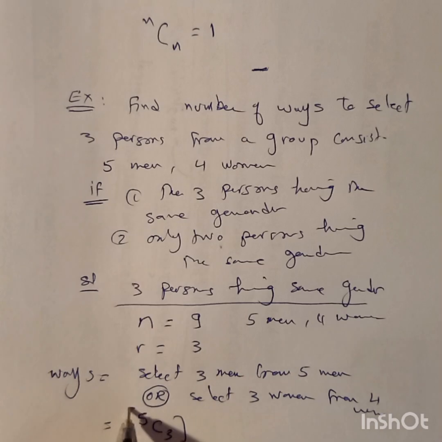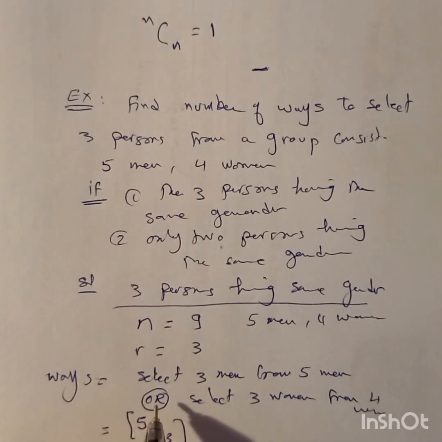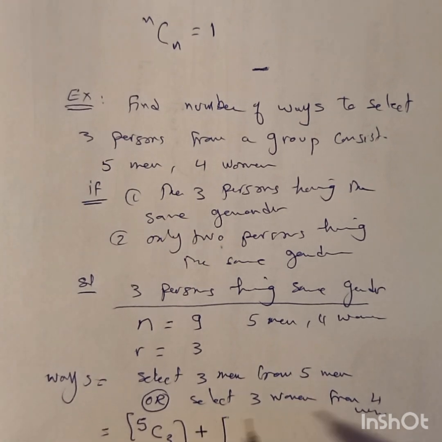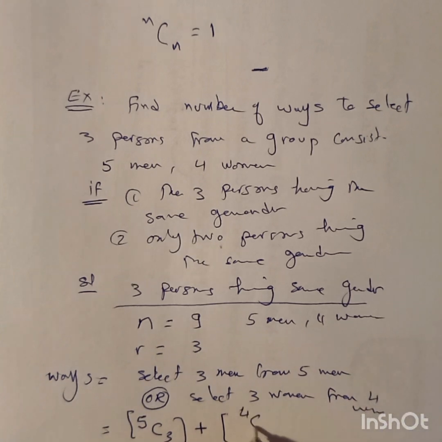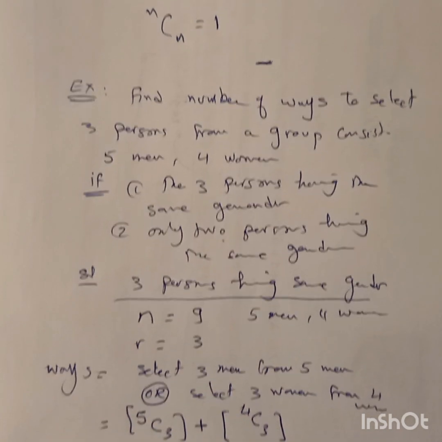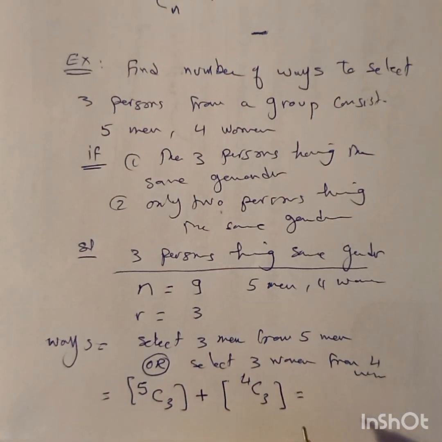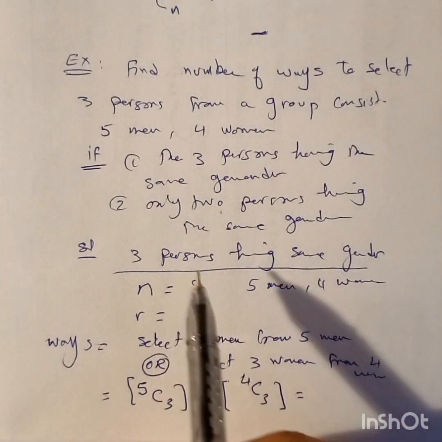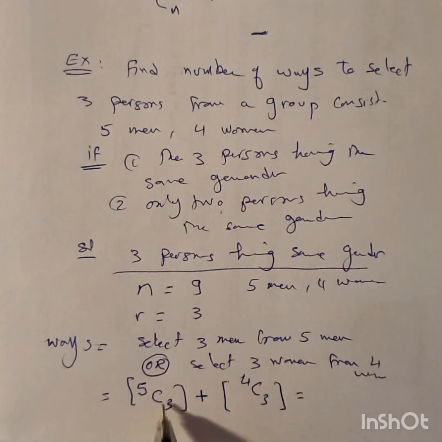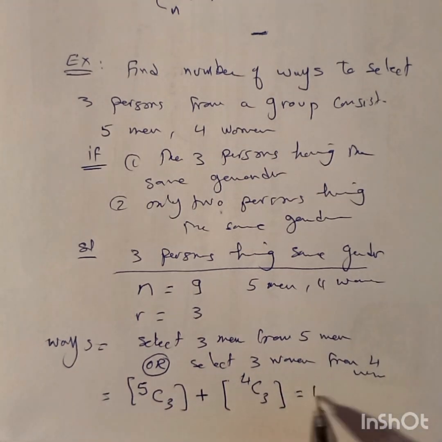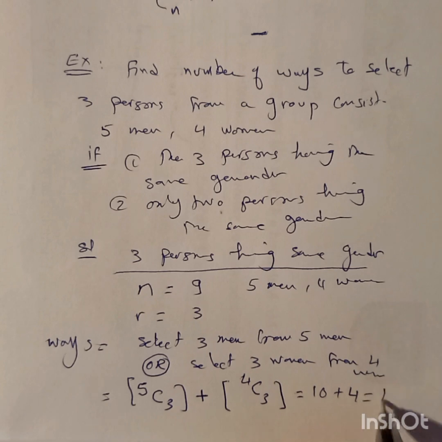This is the first one. Here we can apply the addition rule of counting principles, and we have plus. For the second selection, we can select 3 women from 4, then n equals 4 and r equals 3, then we have 4c3, as we don't have arrangement. Then the total number of ways to choose 3 persons having the same gender from the main set equals, by using calculator, 10 plus 4, then we have 14 ways. This is the first one.